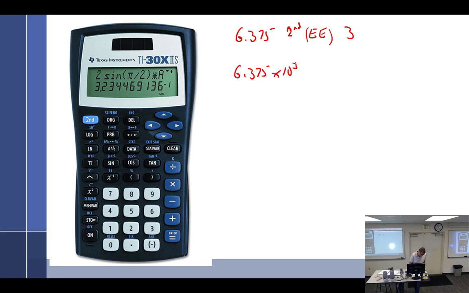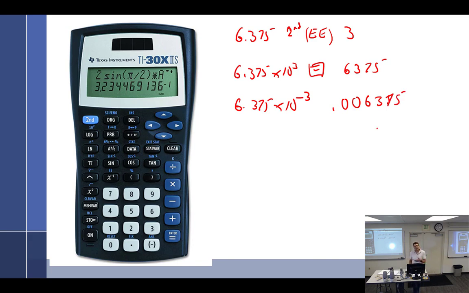6.375 second EE 3 equals. And what did it tell you? 6,375. So now you can convert it in and out of science, or at least out of scientific notation. Try with the negative. What about 6.375 times 10 to the negative third? So 6.375 second EE negative 3 equals. Zero, zero, 6.375. Everybody get that?